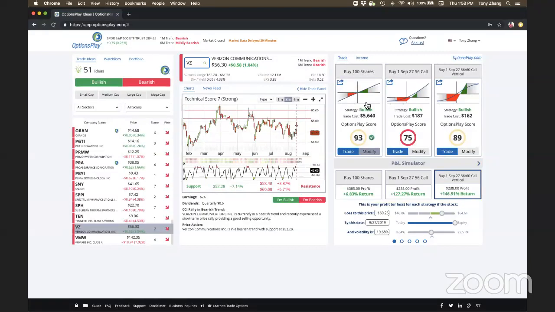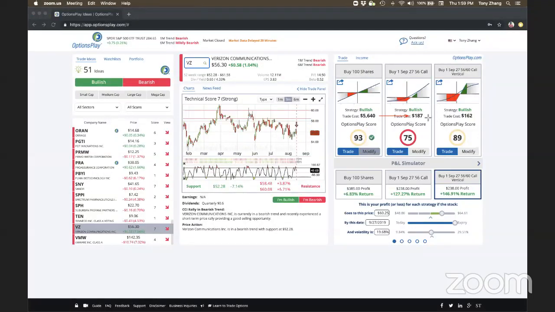So again, I'm trading against the trend here, but this tool is really designed from the ground up to allow you to quickly look at any stock, any direction, and immediately know a starting point. So 100 shares of Verizon, $5,600, a call option, $187, versus a call spread, $162. So as you can see, the reduction in cost from 5,600 to 187 is significant.